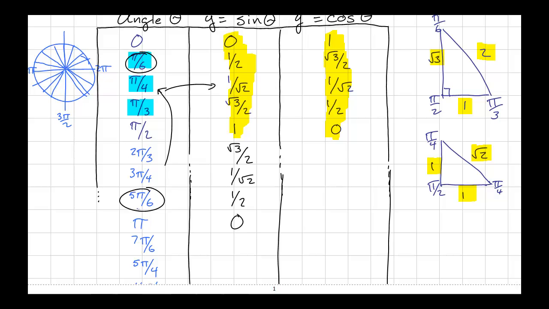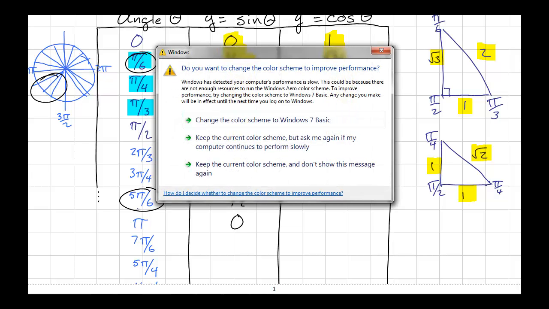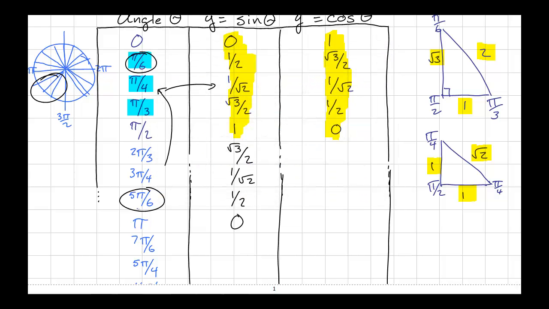Now, in quadrant 1, all of these were positive. In quadrant 2, sine is positive. But in quadrant 3, the sine of these angles is going to be negative. That makes sense because my sine value is growing from 0 towards 1, maxes out at 1, comes back towards 0, and keeps on going into the negative realm. 7 pi over 6 has the same sine value as pi over 6, so 1 over 2, but it's negative.